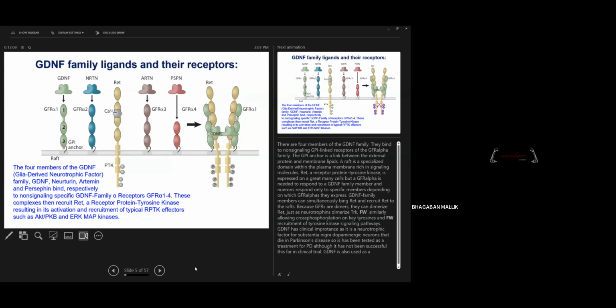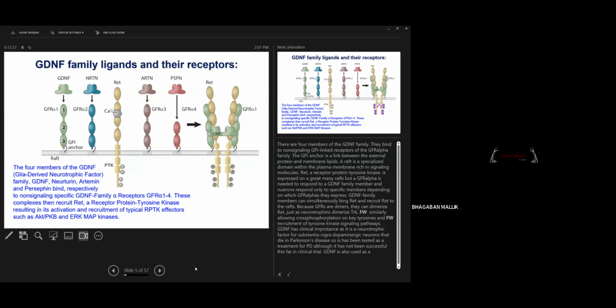All these GDNF family members have a receptor like GFR alpha, a one subunit receptor. After binding of this, you have activation of the phosphotyrosine kinase like domain present on the cytoplasmic side, which can phosphorylate and activate downstream signaling like ERK and AKT processes. So it is shown here.